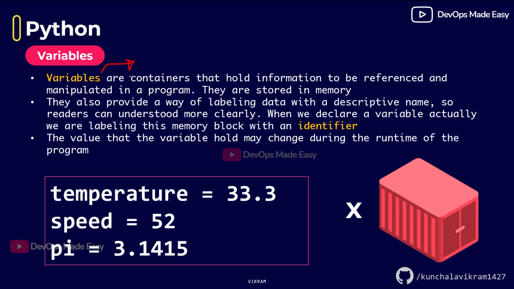It could be called by any other name. We call them variables because this temperature value, at present it is 33.3, but during the program runtime it can change to any other value. It can change to 30, it can drop to 28. That's the reason why temperature is a variable, holding variable data.